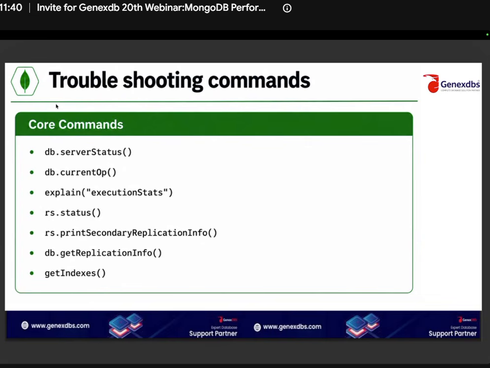And the db.getReplicationInfo command. This command is used to view the oplog information, like it shows the output like oplog size, log size, like that. And then the db.collection.getIndexes command. This command is used to review the existing indexes. So these commands are important, and these are a solid starting point for investigating MongoDB performance issues.